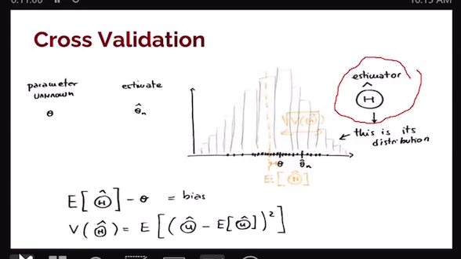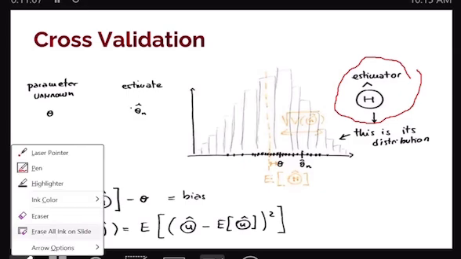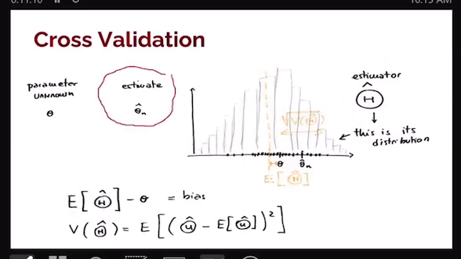Now, I'm going to come to the third one. This guy is the value that you got from the estimator. Don't forget, an estimator is a formula or method. The value you got using the estimator is called an estimate. So there's a difference between parameter, estimator, and estimate.